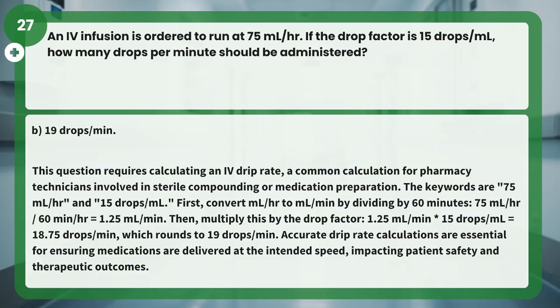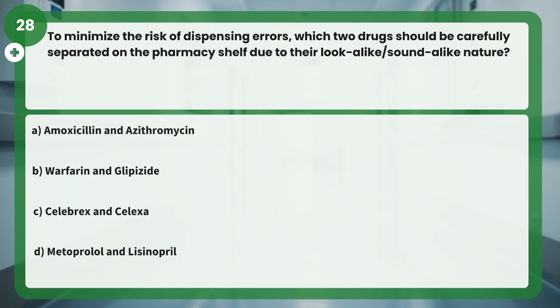Accurate drip rate calculations are essential for ensuring medications are delivered at the intended speed, impacting patient safety and therapeutic outcomes. Question 28. To minimize the risk of dispensing errors, which two drugs should be carefully separated on the pharmacy shelf due to their look-alike/sound-alike nature? A. Amoxicillin and azithromycin. B. Warfarin and glipizide. C. Celebrex and Celexa. D. Metoprolol and lisinopril.